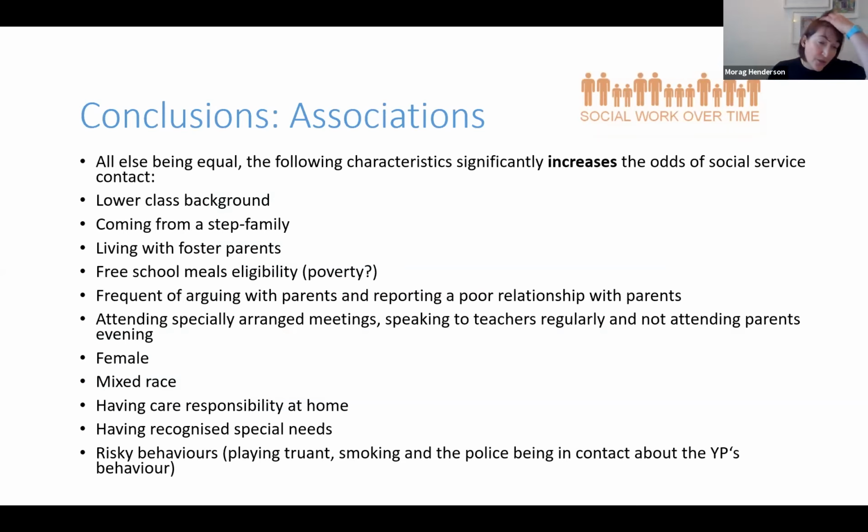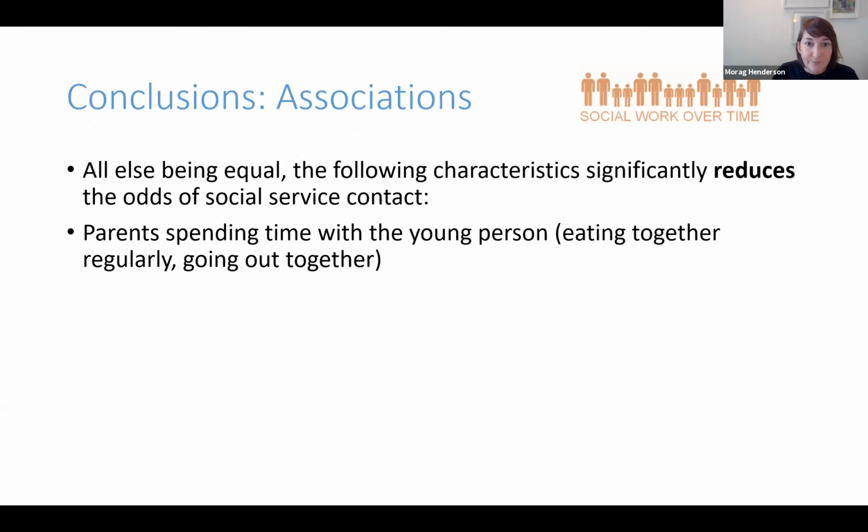So, just conclusions. All else being equal, the following characteristics are associated with social service contact: lower social class background, coming from a step family, living with foster parents, free school meal eligibility, mixed race, female, etc. And when it comes to reducing odds of social service contact, it was really just the characteristic of parents spending time with the young person. That included eating together regularly and going out together.